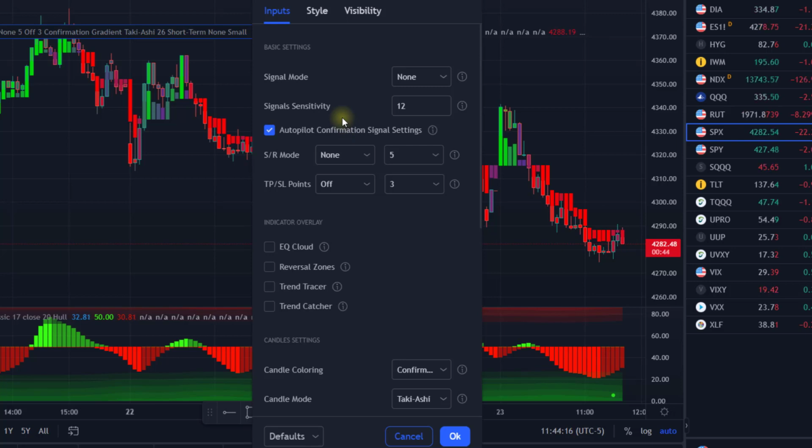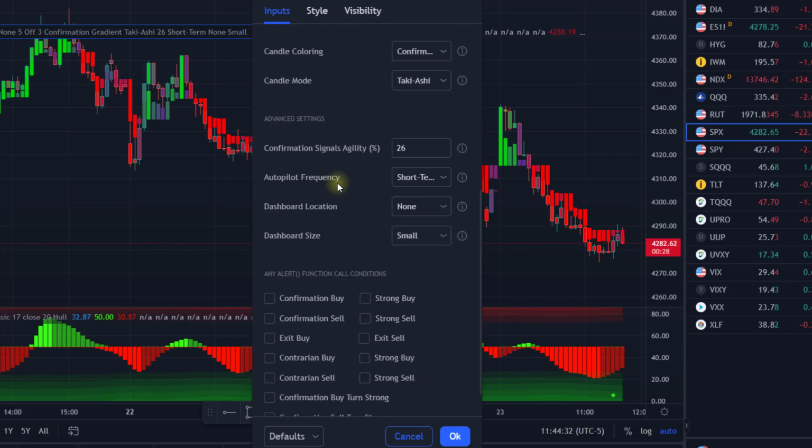There are two main things I'm using on the Lux Algo Premium, which is on the price chart, and I am using the autopilot confirmation. This is kind of a signal setting, and I have my autopilot frequency set to short term. What this does is dictate the speed of the trend that it's looking for with the various candles. You can play around with this. I like short term myself because I like catching short term moves.